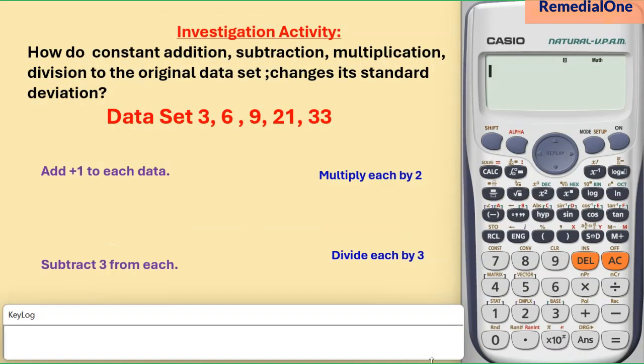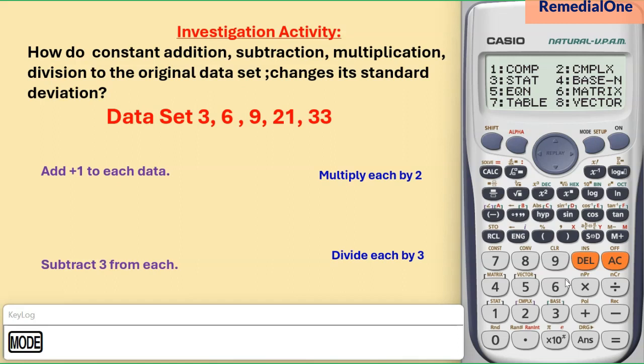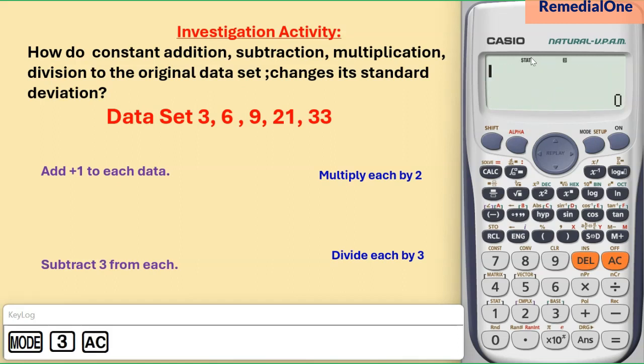So we have our calculator. We're going to use the calculator to calculate the standard deviation. That will make your work much easier. Go to the mode and go to option 3 to put it in statistics. Move away from there, see statistics over here. We have been given a data set. We are going to calculate the standard deviation for this, and then we will add 1 and calculate the standard deviation. We will multiply and calculate the standard deviation. We will subtract, calculate, divide, and calculate, and then we can get what is happening, and that will help us answer the following questions.